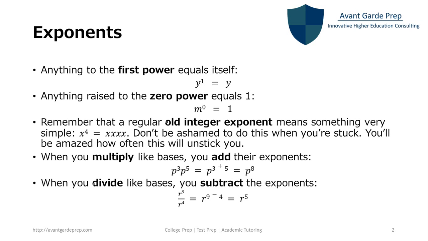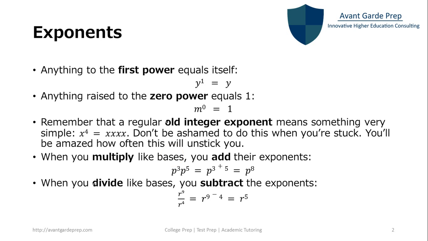First, anything raised to the first power is equal to itself. As you can see in this example, y to the first power equals y. Next, anything raised to the 0 power equals 1. And here you can see m to the 0 equals 1.